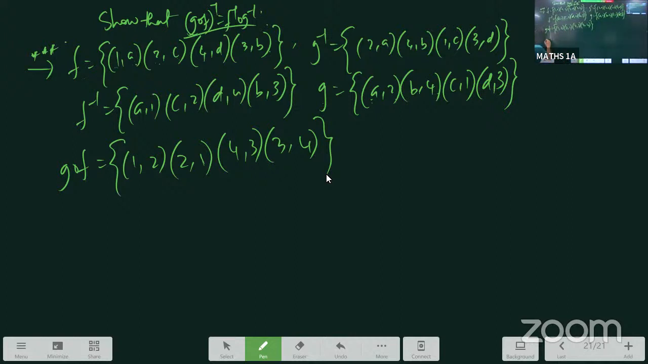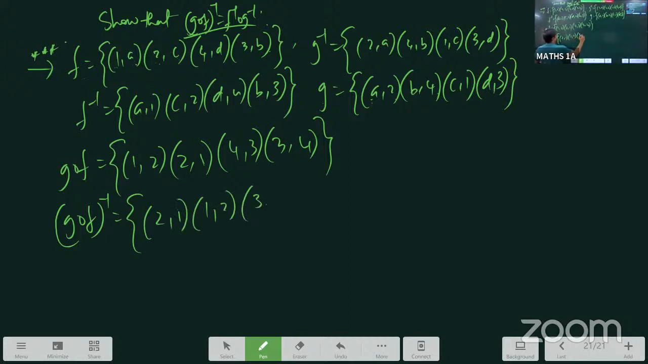Is it clear? Now, (G circle F) whole inverse I do. Yeah, this was asked in 7 marks once. Easy question, 4-5 lines, right? So that is (2, 1), (1, 2), (3, 4), (4, 3). You keep your order reversed, (G circle F) whole inverse as it is. Next, F inverse circle G inverse.